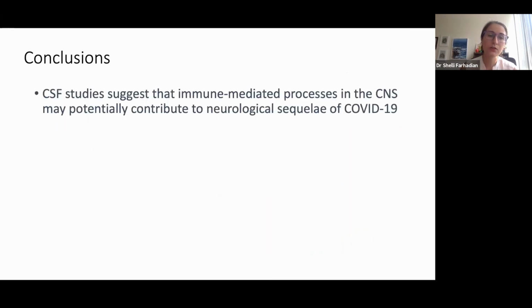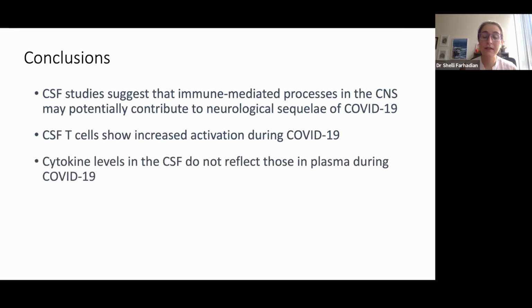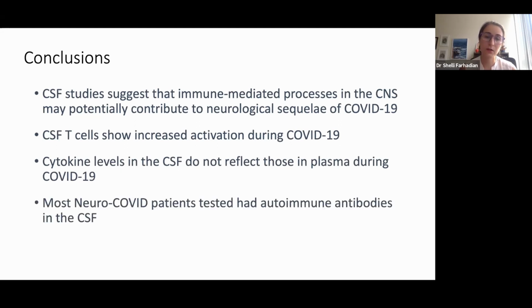So in conclusion, our CSF study suggests that immune-mediated processes in the CNS may potentially contribute to neurological sequelae of COVID-19. We found evidence for increased T-cell activation in the CSF, that cytokine levels again reflect divergent responses in the CSF compared to the plasma, and that most of the neuro-COVID patients we've tested so far have autoimmune antibodies in the CSF. And I will stop there.